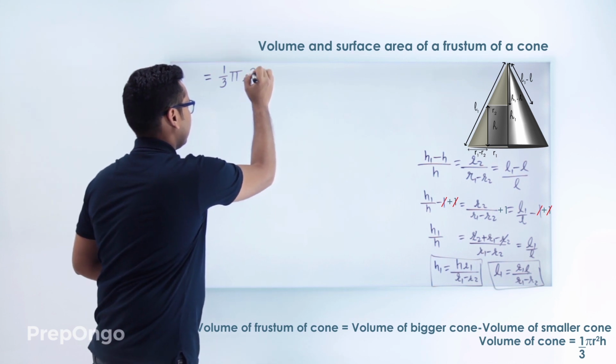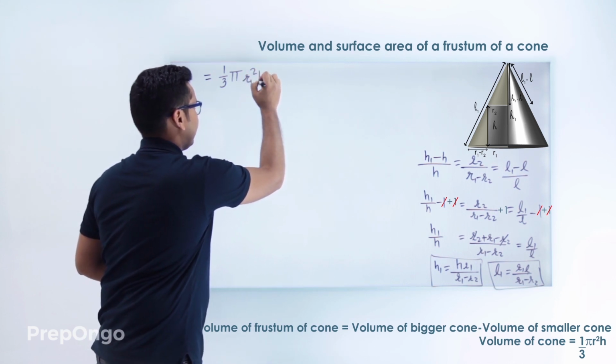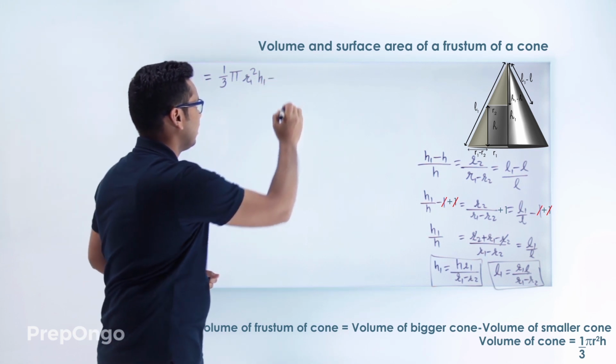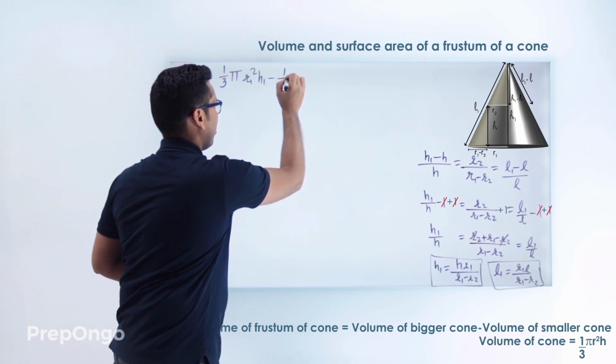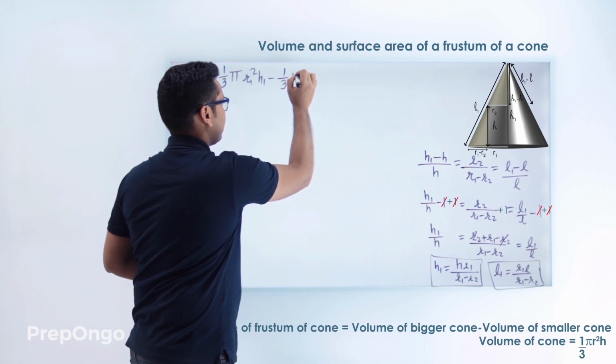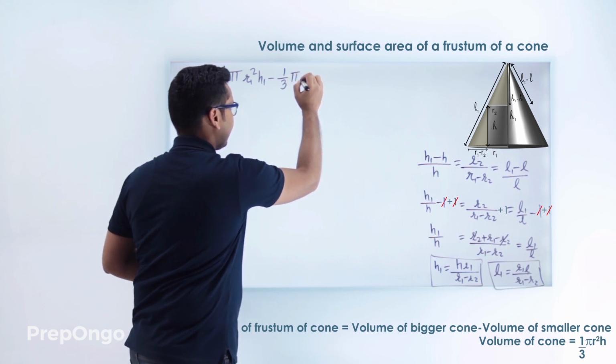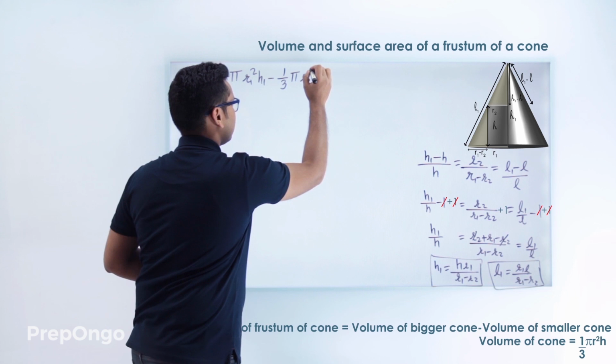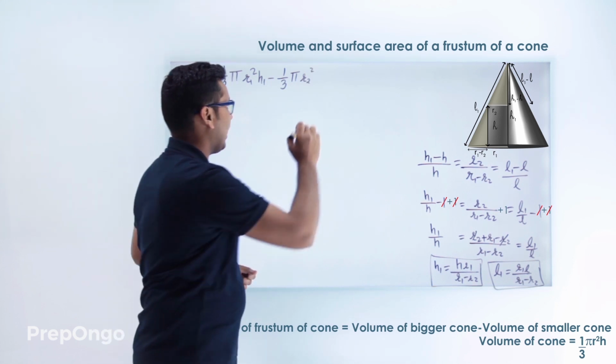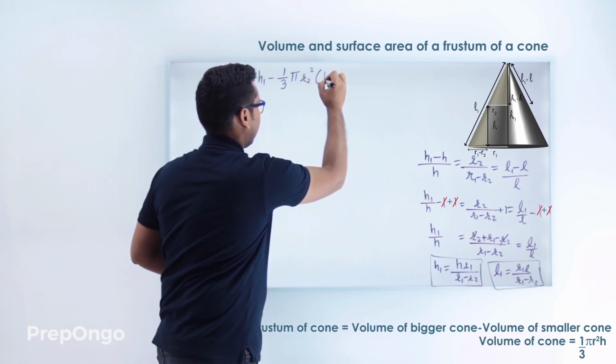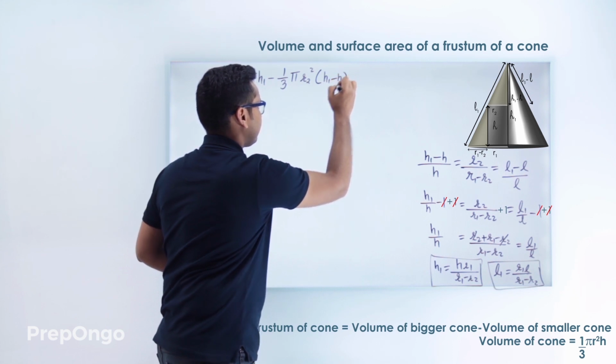So this will be R1 square and its height is H1. Minus, we have to subtract the volume of the smaller cone. So this is 1 by 3 pi. Its radius is R2, so it will be R2 square and its height is H1 minus H.